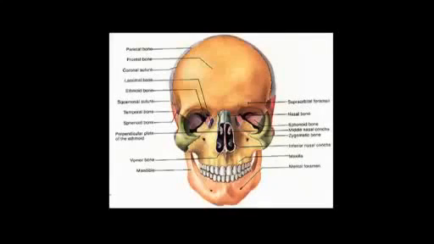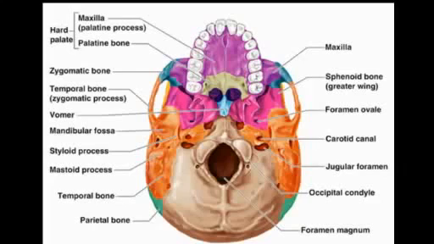Other bones, which are much bigger and wider, belong to your neuro skull, because they form the cavity which is the place of your brain. So the next picture, please.